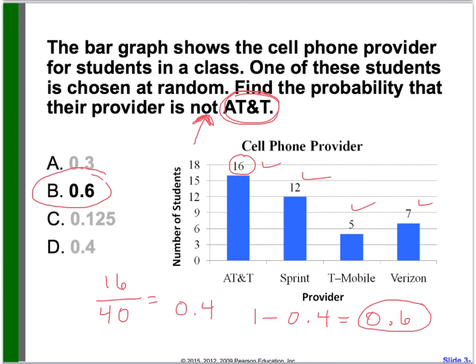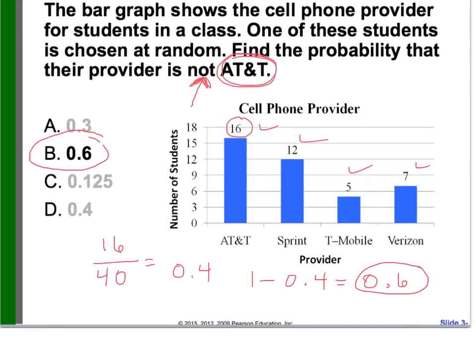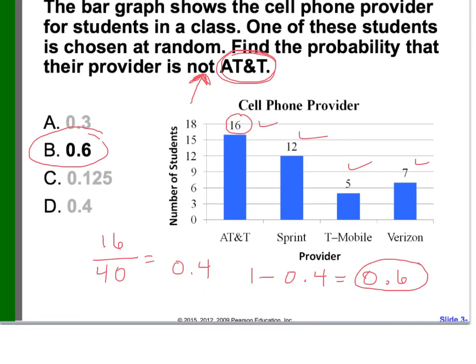Another way to solve this, and some of you might have done this, is you can always add together the ones that were not AT&T. So you might have added 12 plus 5 plus 7 and said, well, there's 24 of those out of 40, and that would give you the 0.6 as well. So you can either use the rule of complements, or you can just add those together. Okay, looks like you're ready to move on to the next step.